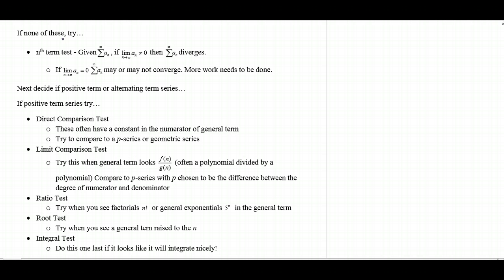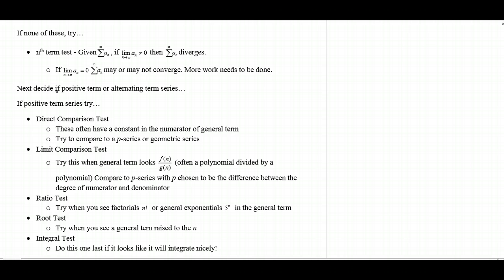So if none of these work out, then we try the nth term test. So that says, given an infinite series a sub n, if the limit as n approaches infinity of a sub n is not 0, then we can just stop and say the series diverges. But if the limit of the general term as n goes to infinity is 0, the infinite series may or may not converge. More work needs to be done.